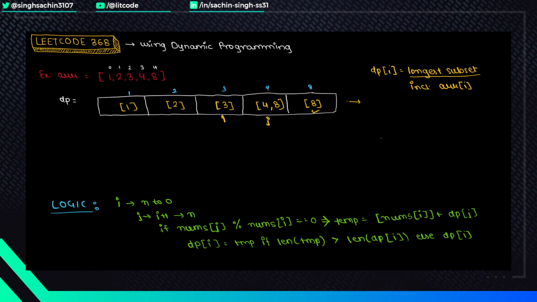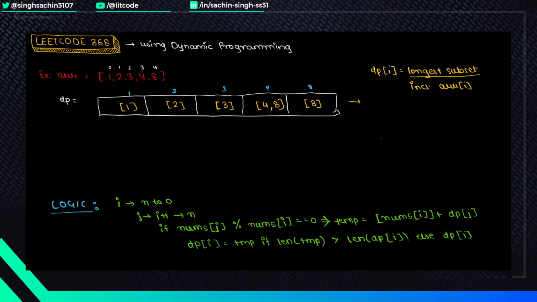Now we will remove our j from this pointer to this one. Okay, 8 is also not divisible by 3, so this is also not a subset, and that's why this value will be kept the same. Okay, now it's time to check for the other element, which is 2.